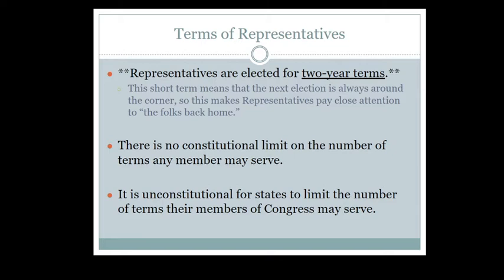This makes representatives very close to the people at home. Meaning, if you screw up, if one of our members of the House, like Mike Simpson, if he really does something to upset Idahoans, he's not going to be in the House very long. So this is why they're always trying to make people in their states happy.